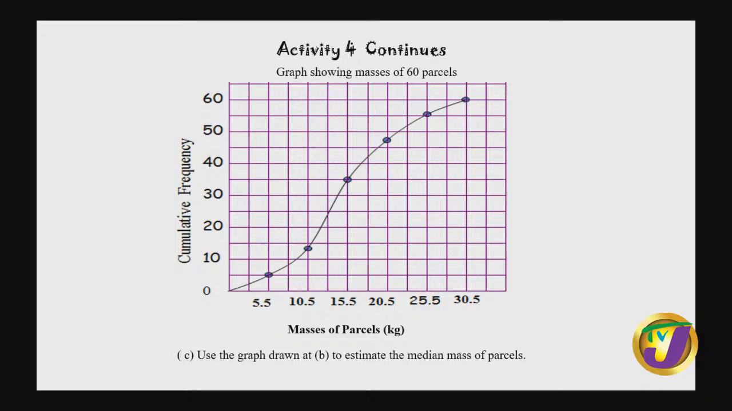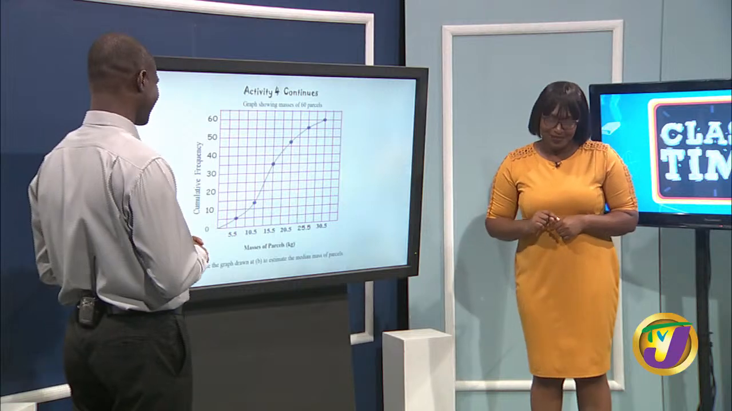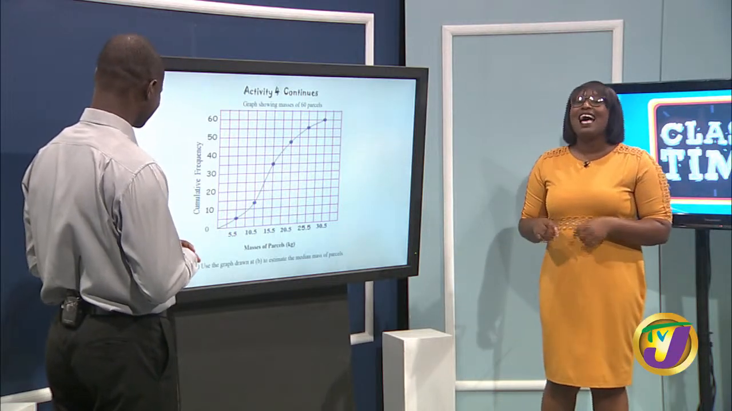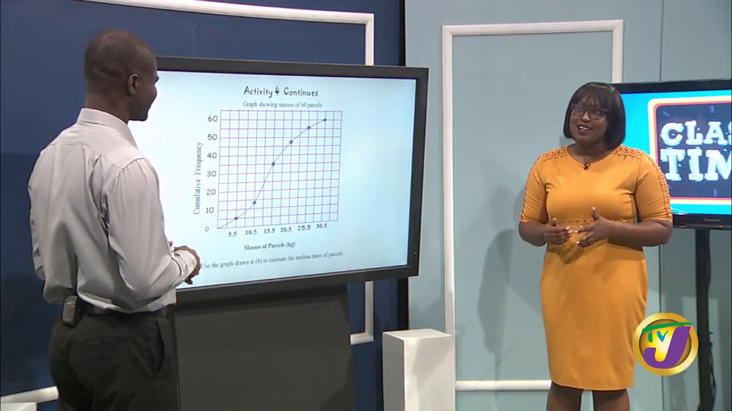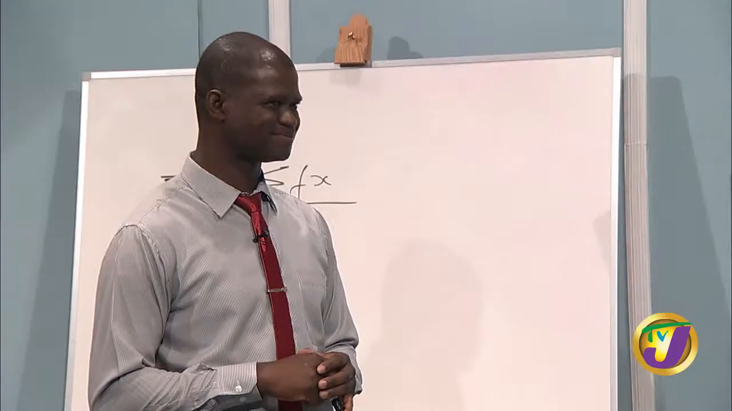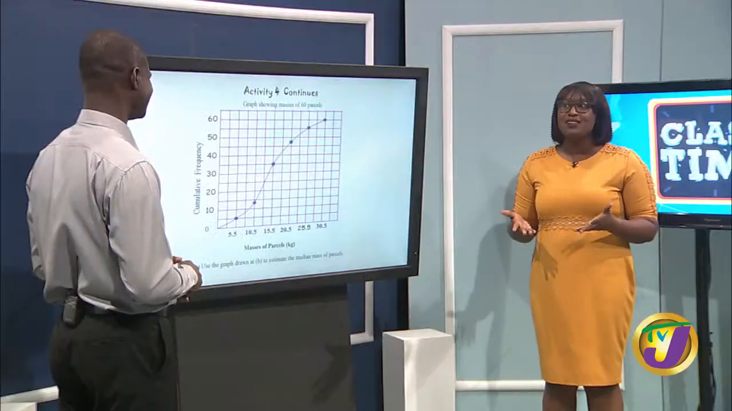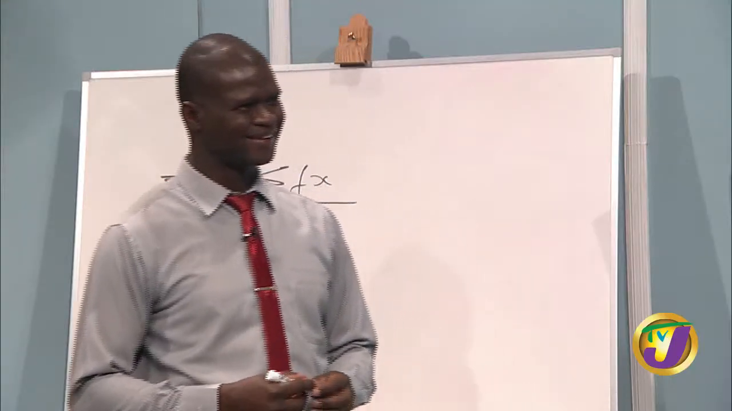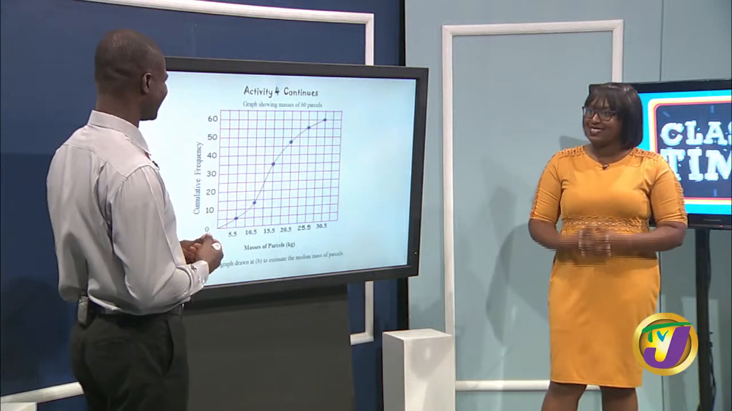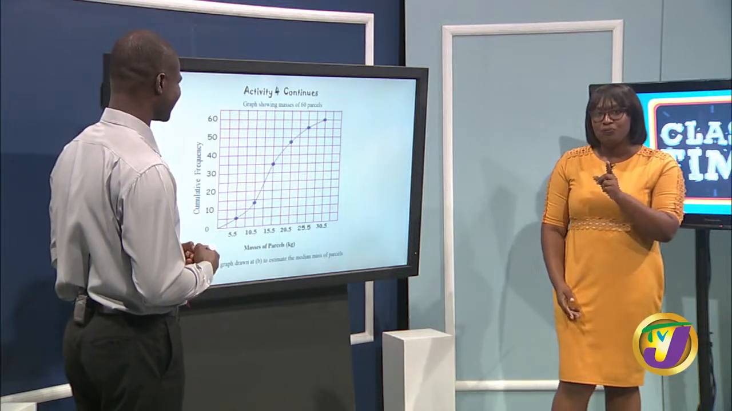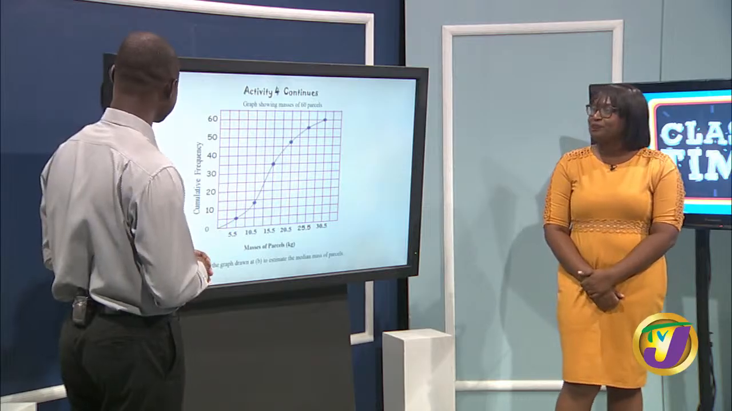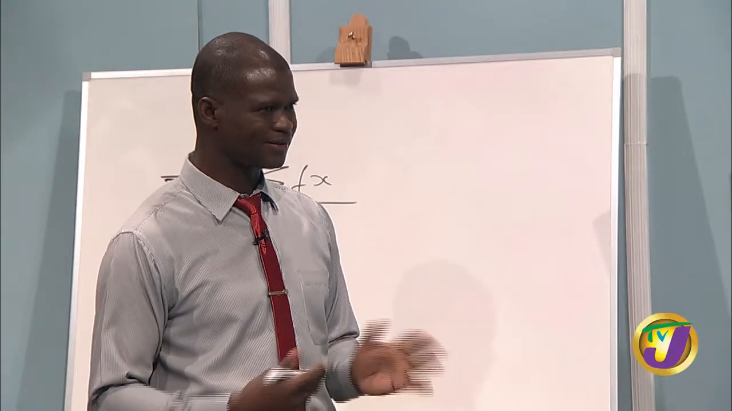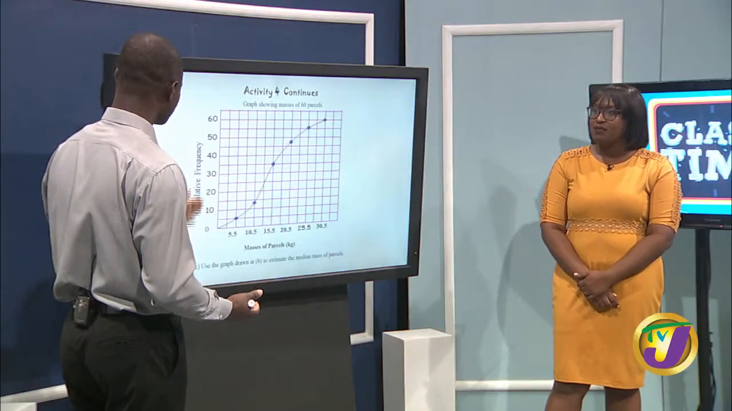So here we have our graph, and the last question says we're using this graph to estimate the median mass of parcels. I have a question for you, Mr. Price. I know that I collected 60 parcels at the post office. So right there, I know that the middle must be 60, right? The middle of 60 is 30. Oh gosh, look at that. Sometimes that happens too. So please, guys, pay attention. The middle of 60 is 30. So you're saying 30 parcels. Yes, the median must fall around there.